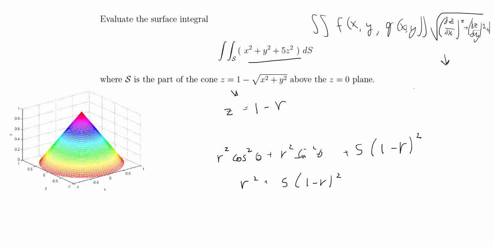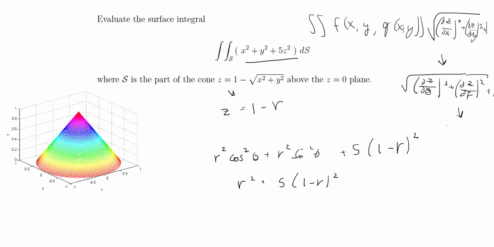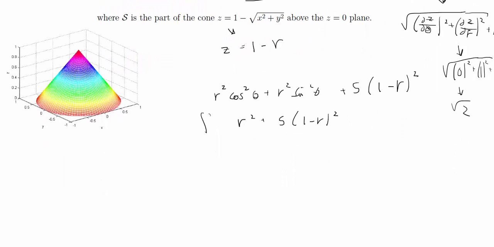When we change the square root, we're going to do partial z partial theta squared plus partial z partial r squared plus 1. When we evaluate that, we're going to get 0 squared plus 1 squared plus 1, and that's going to give us square root of 2. So now we're ready to plug everything into our double integral. We're going to have the square root of 2 out front. And then since we switched to cylindrical coordinates, that's going to give us r dr d theta. R goes from 0 to 1 like we said before, and theta goes from 0 to 2 pi.